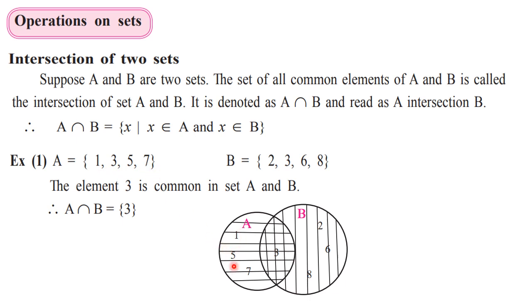Okay, so this 3 plus 1, set A has 4 elements. Here the remaining elements are 2, 6 and 8, and 3 is common to both. That is why it is written in this common part. Okay, so in this way you are going to show the intersection of two sets by Venn diagram.